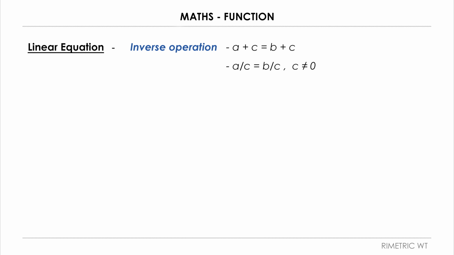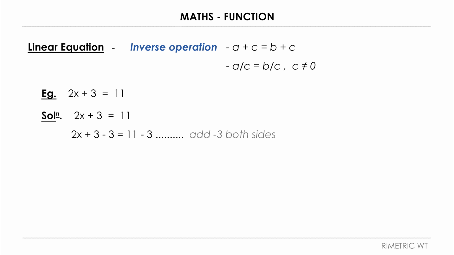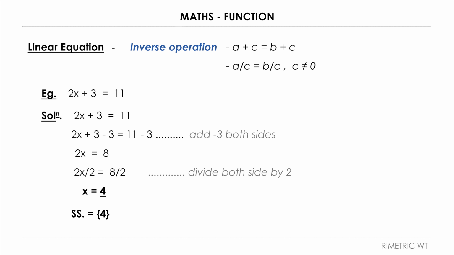Let's see our previous example: 2x plus 3 equals 11. To solve for x, we use inverse operations. First, we use the additive inverse, where we add negative 3 to both sides, and we find 2x equals 8. Then we divide both sides by 2, so that x will remain by itself. Then we find 4 for an answer. Therefore, our solution set will be the set containing 4.